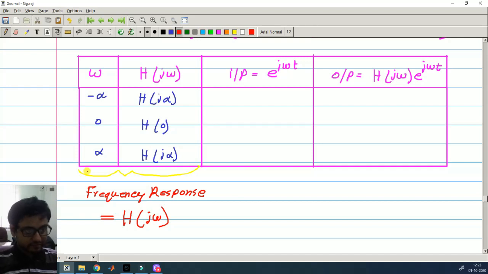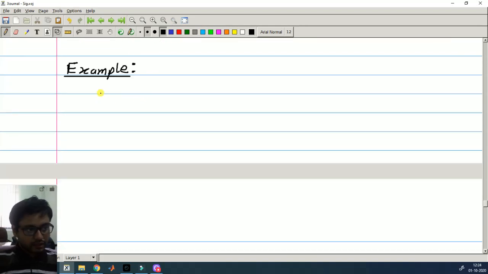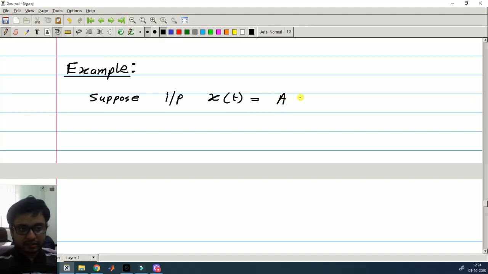Okay, let me take an example. Suppose the input is x t equal to a sine omega naught t, for some values of a and omega naught. What will be the output?